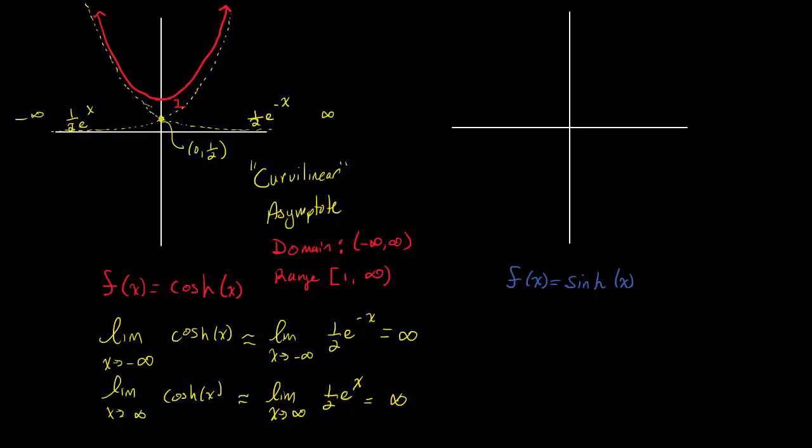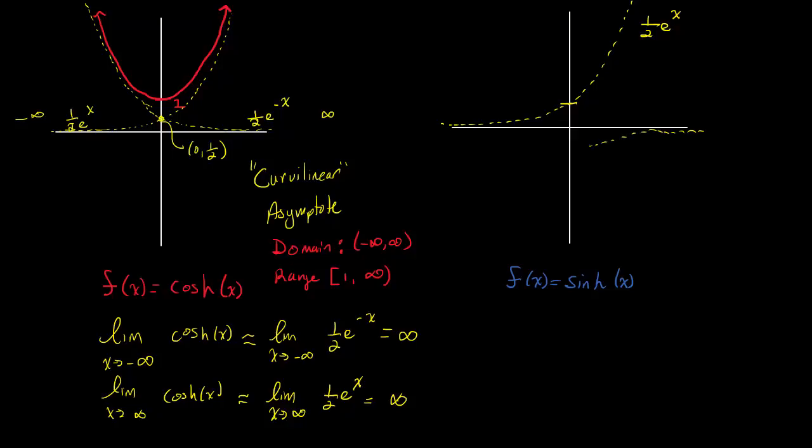Sinh is a little bit different, but it still has similar curvilinear asymptotes. I'm going to go ahead and graph these. The first one is going to be 1/2 e to the positive x. And the other curvilinear asymptote that will exist will be negative 1/2 e to the negative x. That was a little bit of a mouthful.